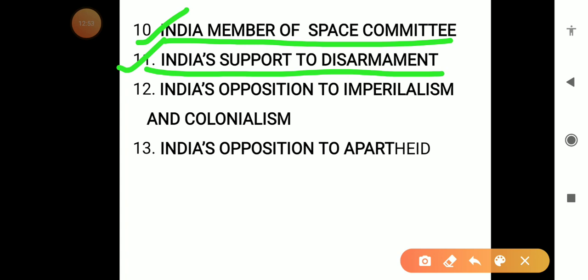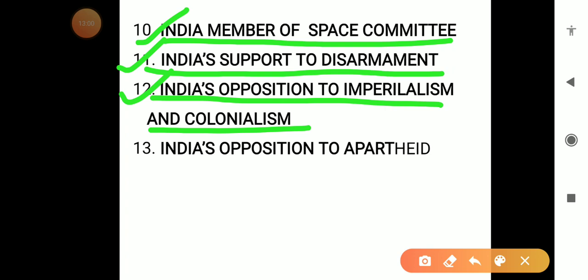Then India's opposition to imperialism and colonialism. India opposes any kind of imperialism and colonialism. We know that India was under foreign rule for almost 190 years, and so India opposes any kind of imperialism and colonialism. In 1960 the General Assembly made a declaration to grant independence to colonial territories. India was one of the members of the 24-member committee constituted to give a practical shape to those objectives of the United Nations.